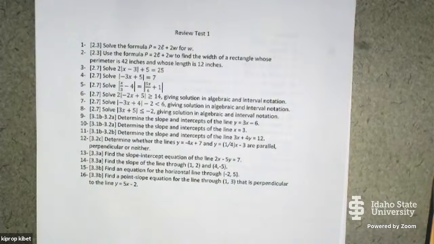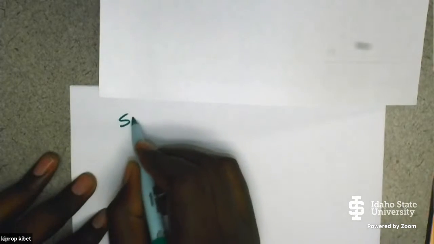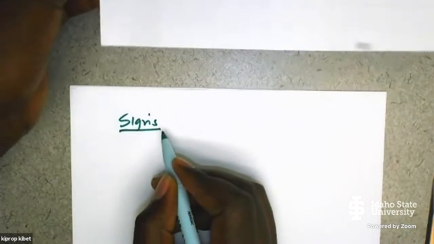So if you look at section 2.3, solve the formula P equals to that one for W. So what are we doing here? We were making this on the side, right? In this exam, what you need to be so careful about is the signs. The signs. And also make sure you arrange your work.